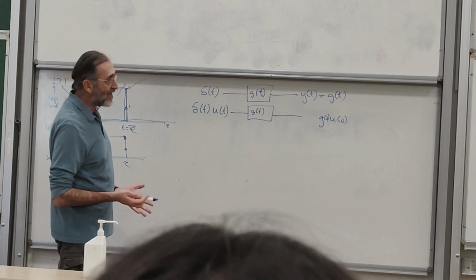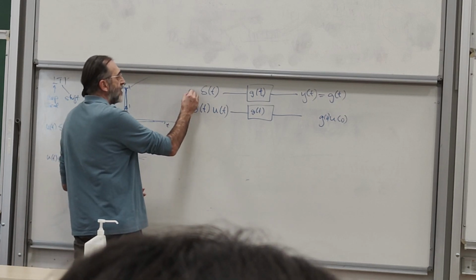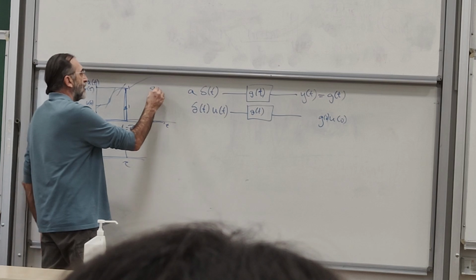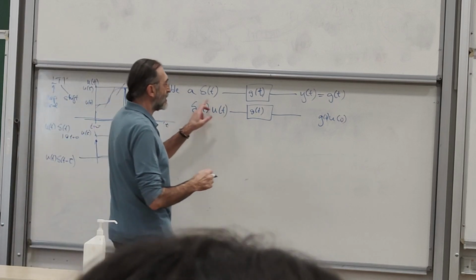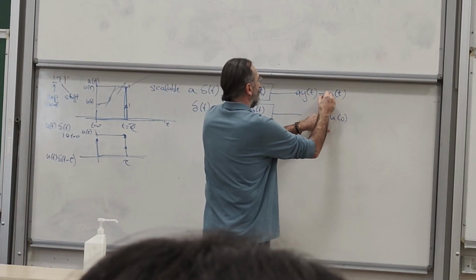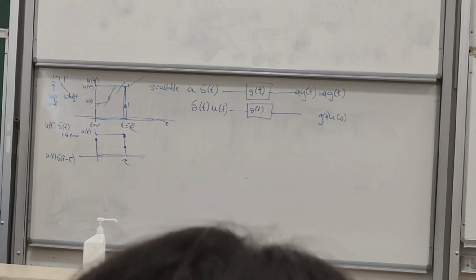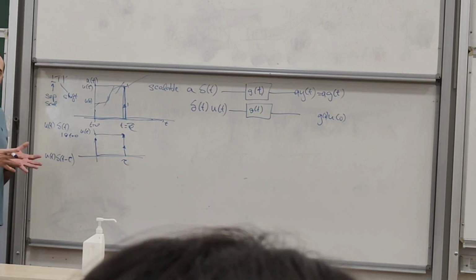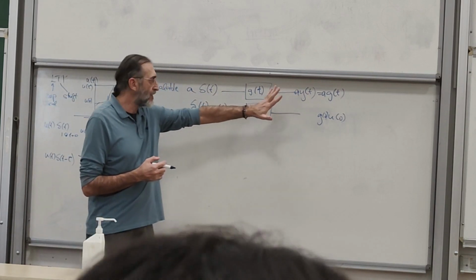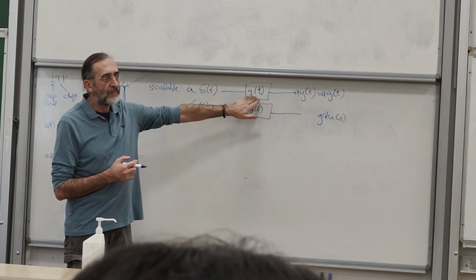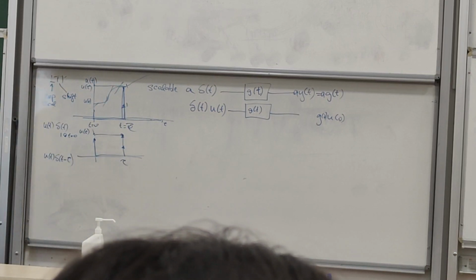So if I have delta of t times a, for example, since this is a scalable system, what I would have is a times y of t, which would be a times g of t. You understand that, right? Scalability is this: if I scale the input, then I scale the output, no matter what my g is. And my g is linear and time invariant. That's the only condition that I must have. Make sense?